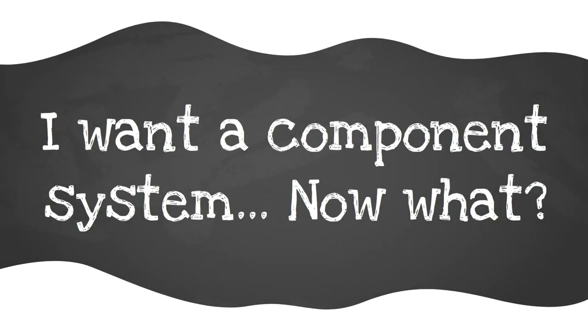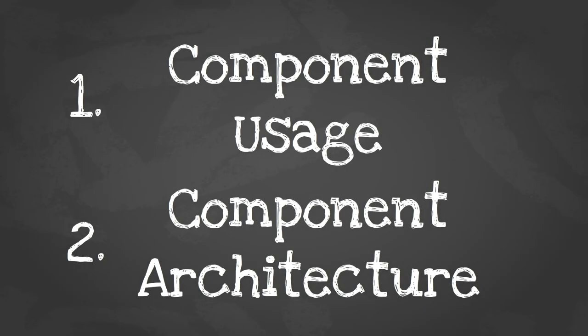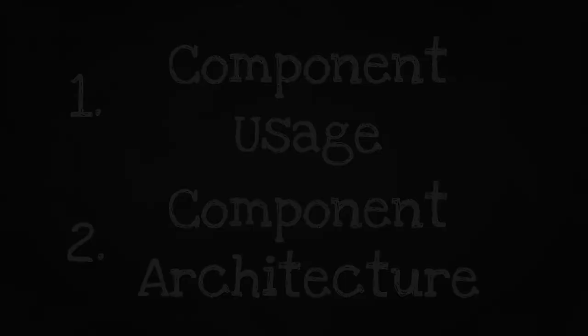All right. So that's roughly what a component system is and what I think it needs to be successful. Now on to: you want a component system, what do you do then? There are two big considerations to make. One is how you're going to be using your components, and two is component architectures. We're going to walk through both of them, starting with component usage.